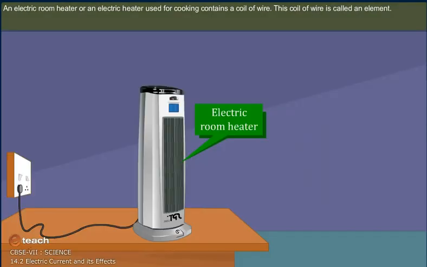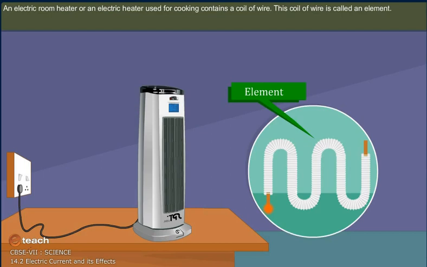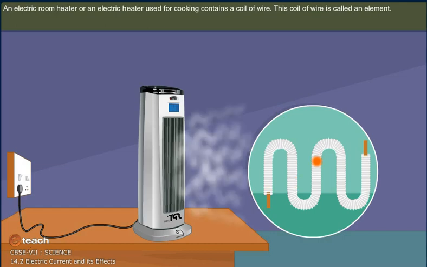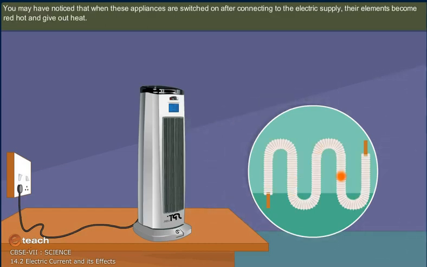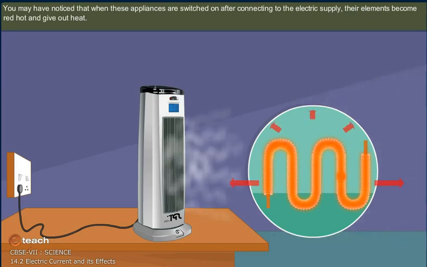An electric room heater or an electric heater used for cooking contains a coil of wire. This coil of wire is called an element. You may have noticed that when these appliances are switched on after connecting to the electric supply, their elements become red hot and give out heat.